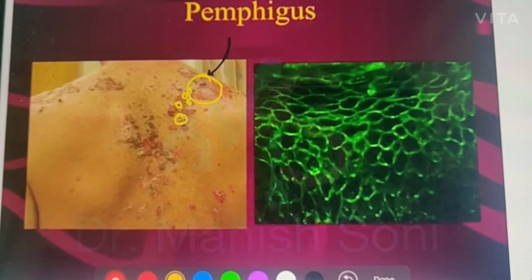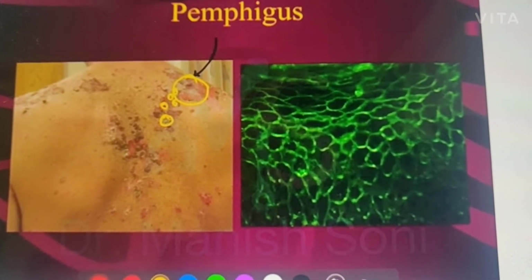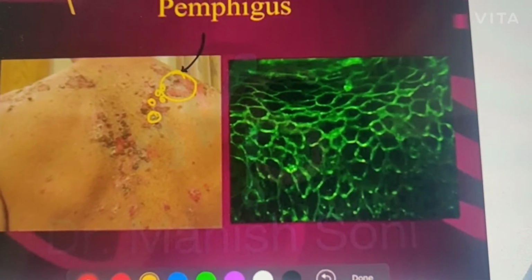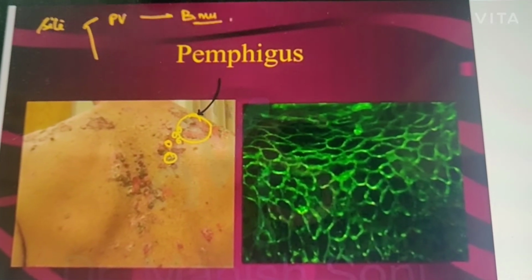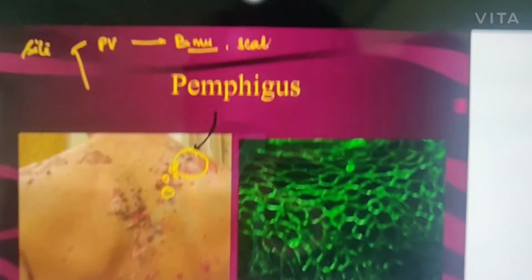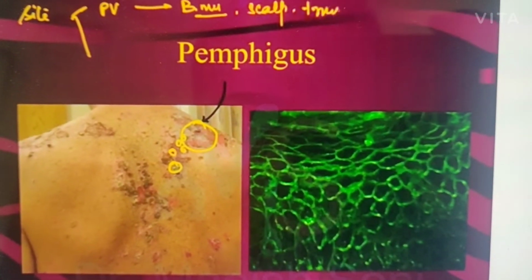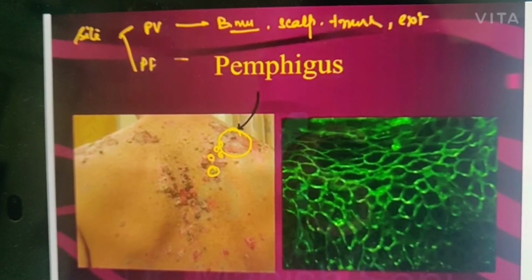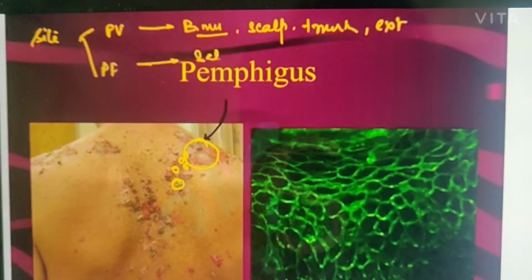If we talk about the sites, remember that in pemphigus vulgaris, the site which is commonly involved is the buccal mucosa. Other than buccal mucosa, you might find scalp involvement, trunk and extremities involvement. While in pemphigus foliaceus, the common sites involved are seborrheic areas.